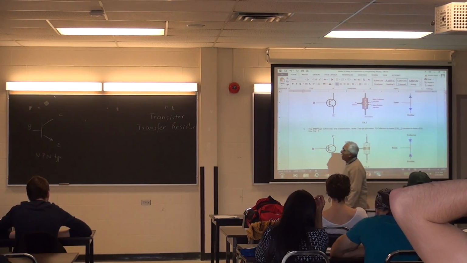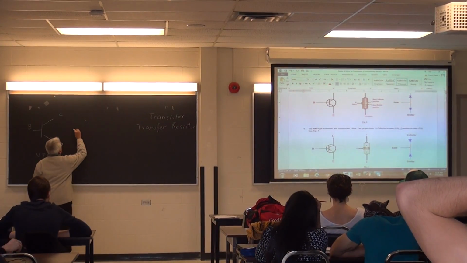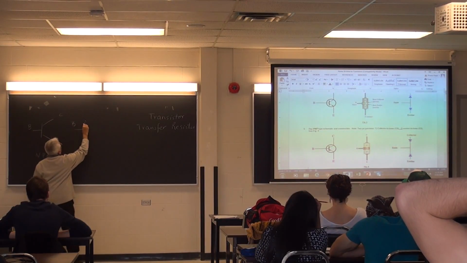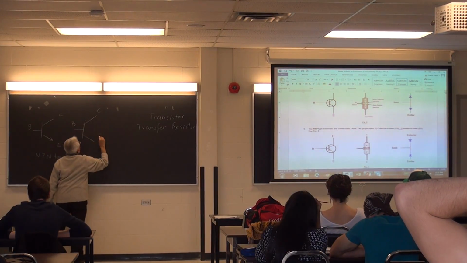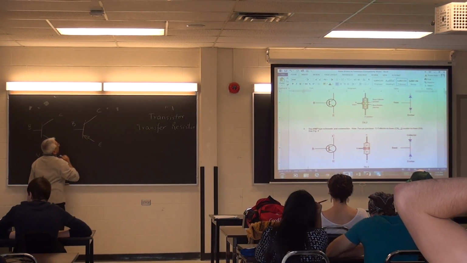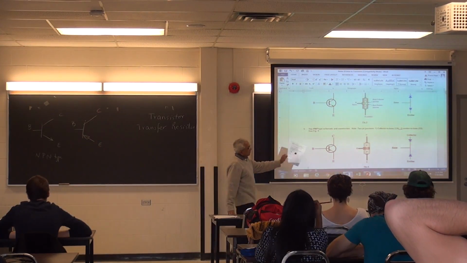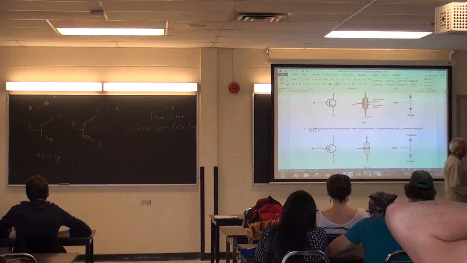Now, the schematic of the PNP is base in the middle, collector, emitter, but on the emitter, we show the arrow now pointing in. That's the difference between the two. So, let's keep going.